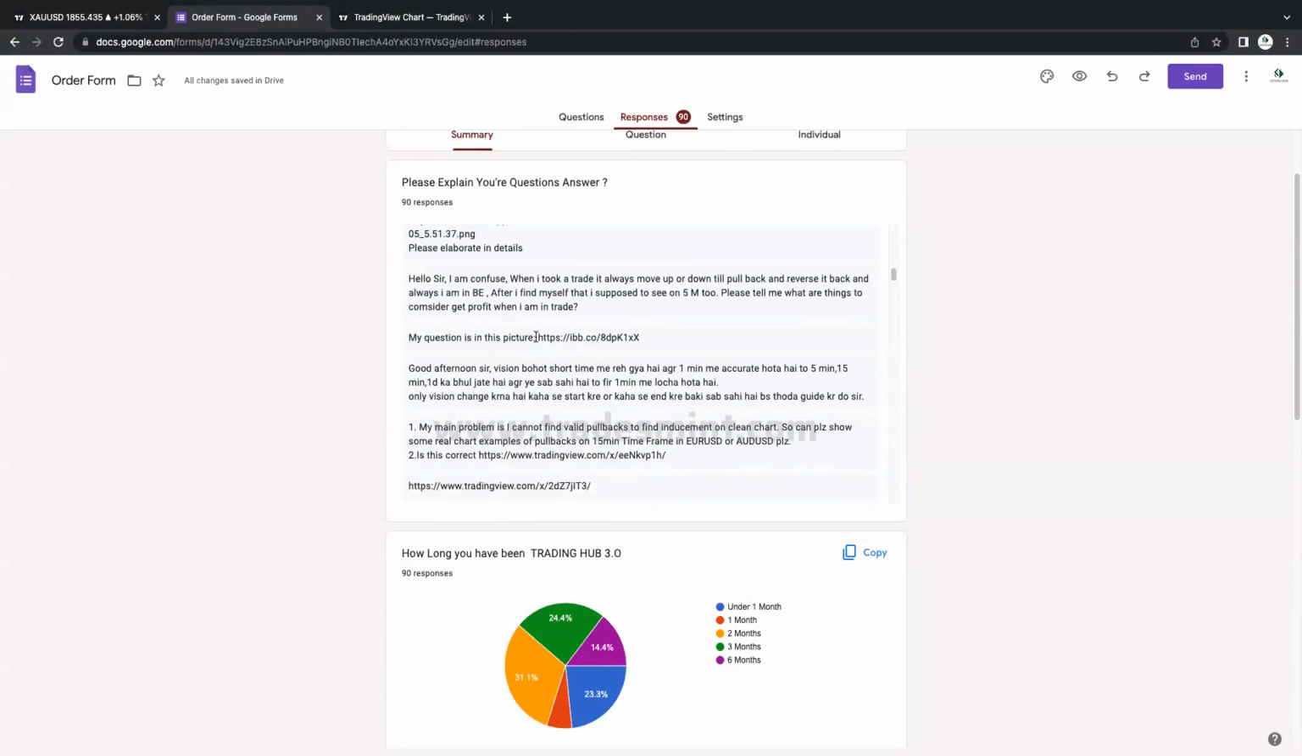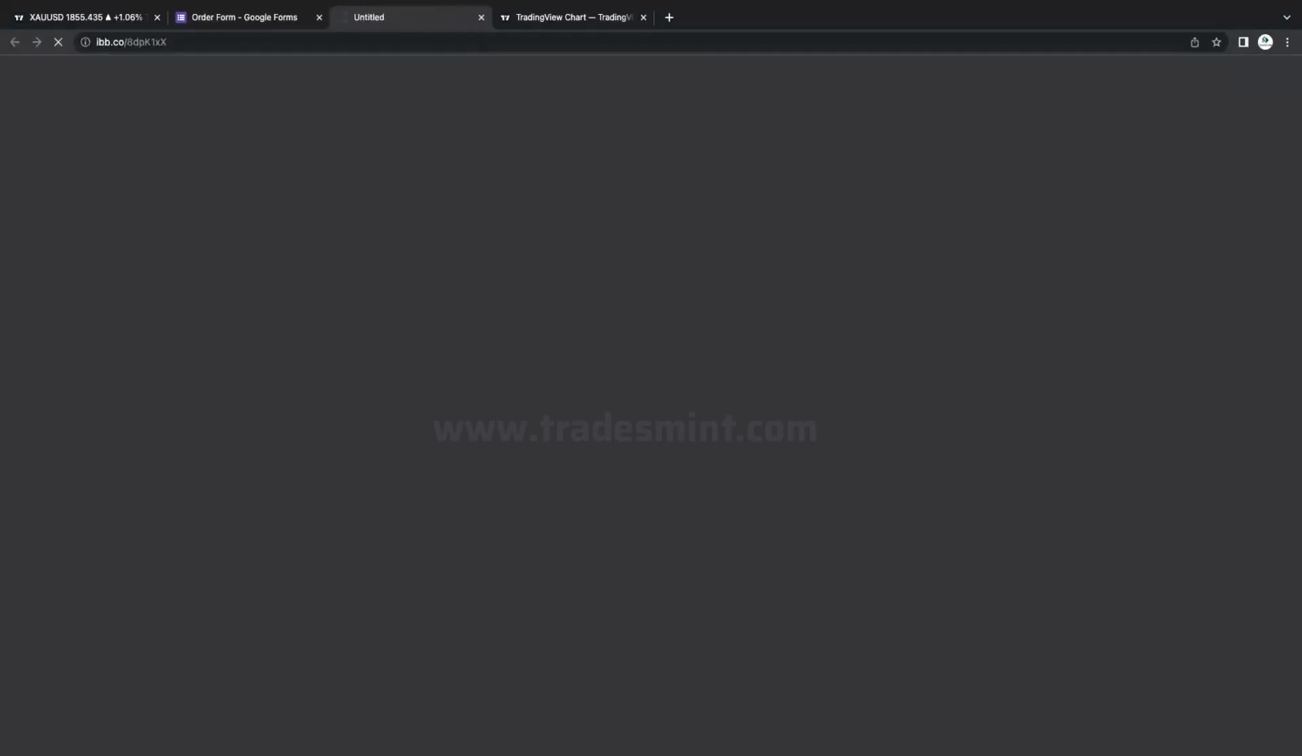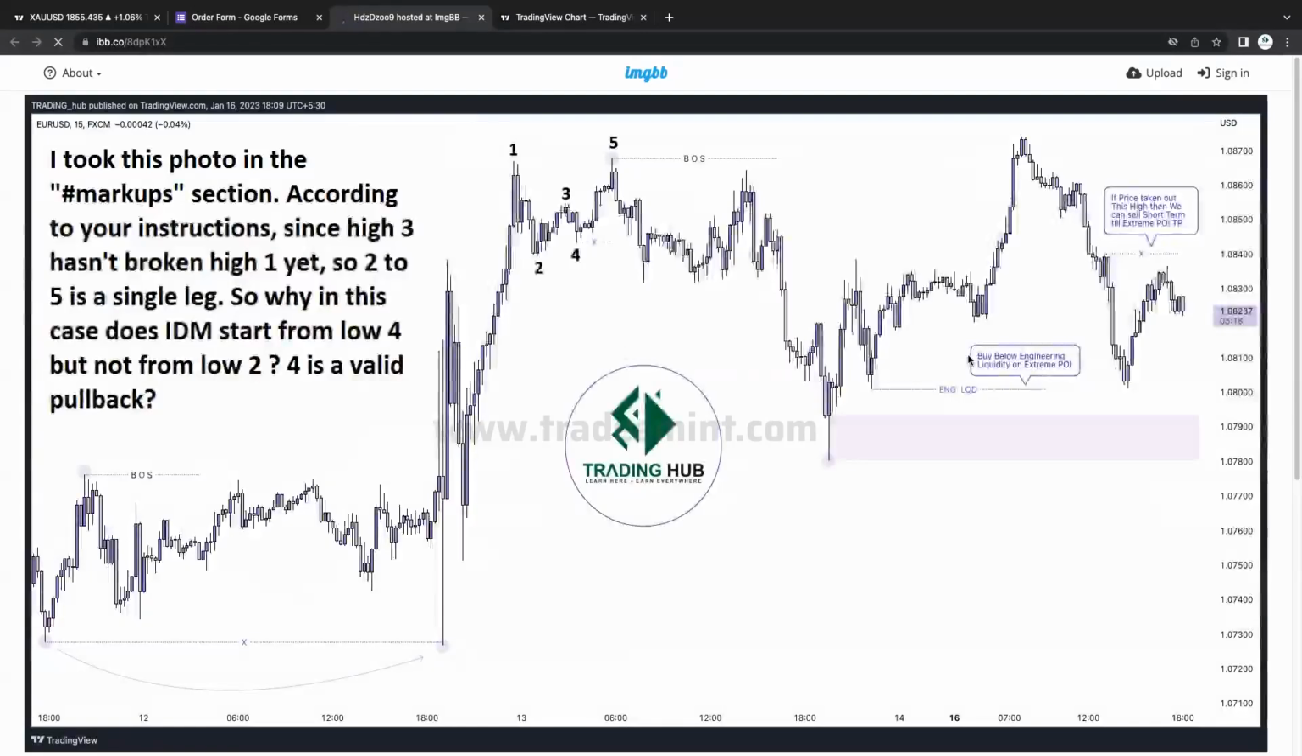My question is in this picture. Okay, let's see. I took this markup according to your instructions since high 3. Okay, it has not broken high 1. Okay, and so it's a single leg. So why is this okay?